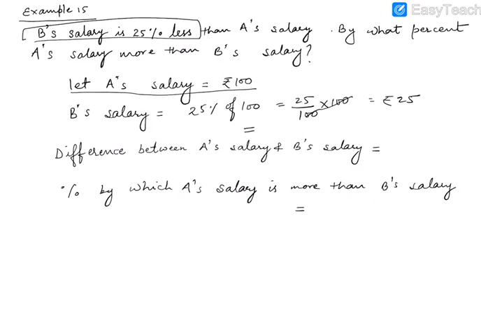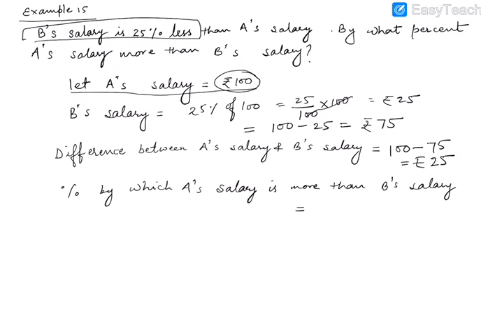So what will be B's salary? It is 100 minus 25. A was getting 100 and B is getting 25 less, so B's salary is rupees 75. And what will be the difference between A's and B's salary? A is getting 100 and B is getting 75, so the difference between both the salaries is 25.